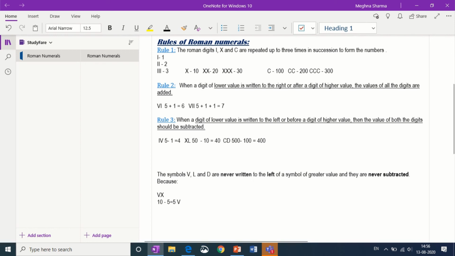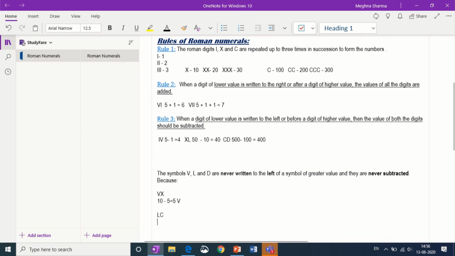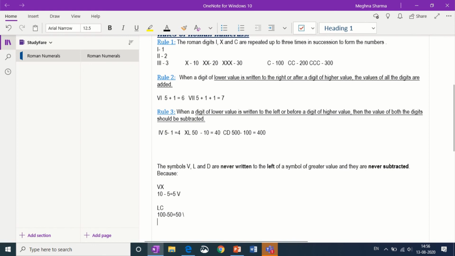Now let me take one more example. L and C, which is equal to 100 minus 50. This is equal to 50. Why write LC? 50 already has a symbol, that is L. See, here also we got the 5 symbol only, here also we're getting the 50 symbol only. That's why we never do like that.